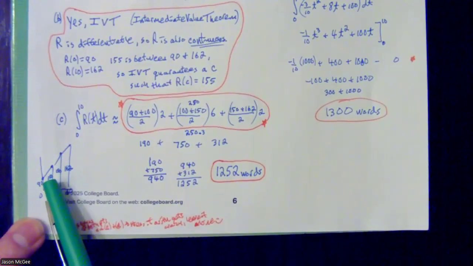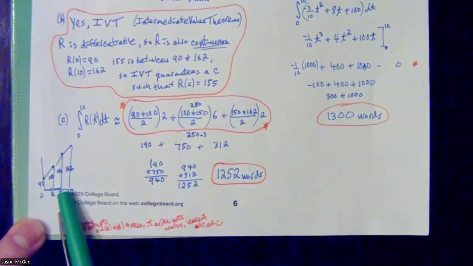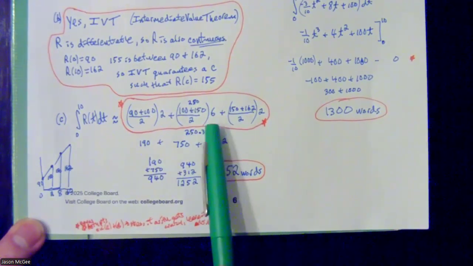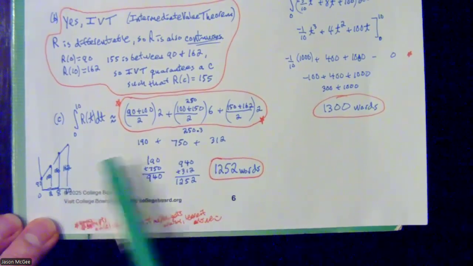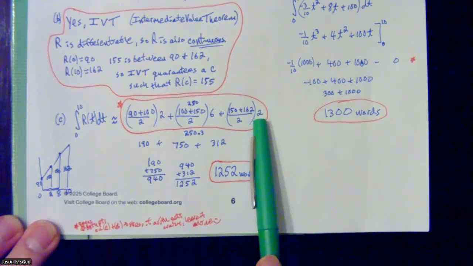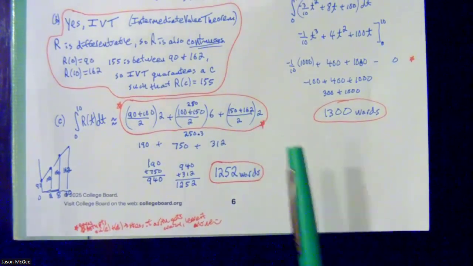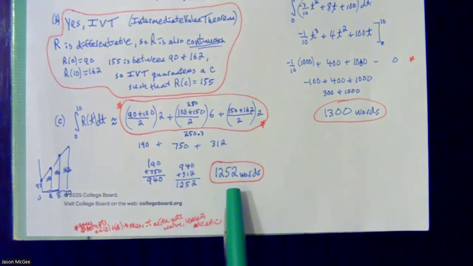And then the second trapezoid, I did 100 plus 150 divided by 2, and I times it by the height, which is the distance between 2 and 8, which was 6. And then the last trapezoid, I did 150 plus 162 divided by 2, and then I times it by the distance between the 8 and the 10, which was 2 right there. Then I did some arithmetic, and I was able to calculate that's 1,252 words right there.